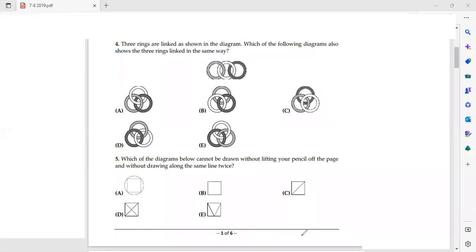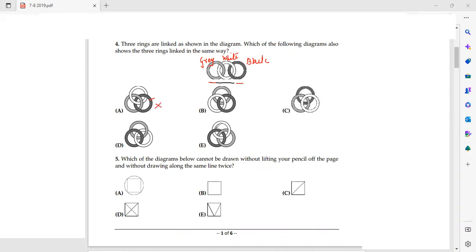Let's read question number 4. Question number 4 reads as follows. 3 rings are linked as shown in the figure. Which of the following diagrams also shows the 3 rings linked in the same way? Now, if we see here, the white is interlinked. This is the gray. Say this is the black and this is the white. So now the white is connected to both the gray and the black, but gray and black are not connecting. In this case, the gray and the black are connecting.